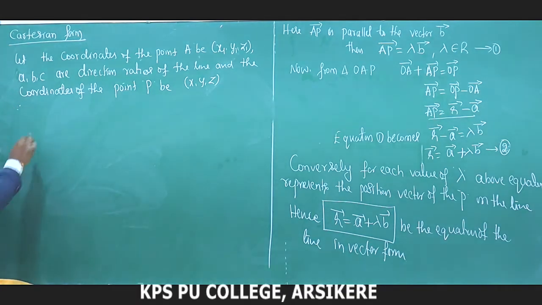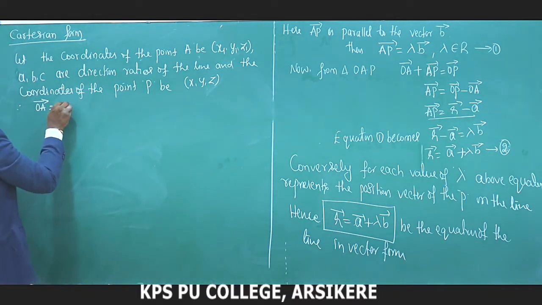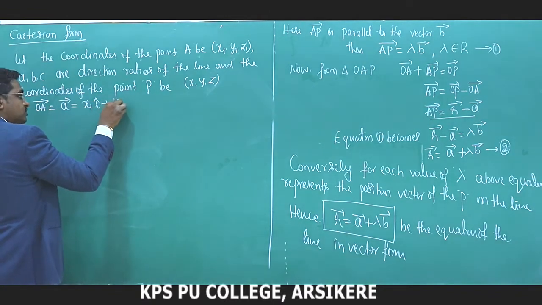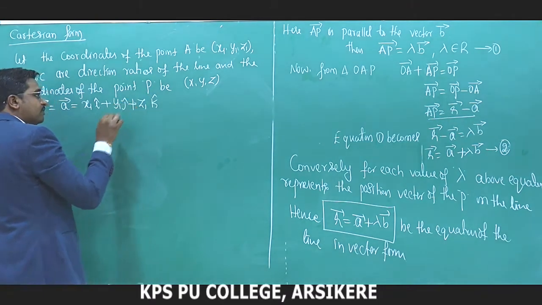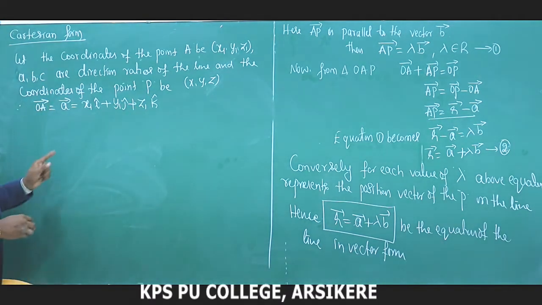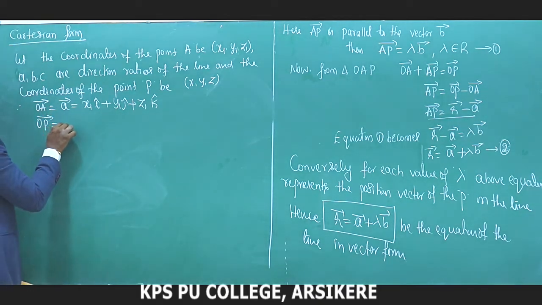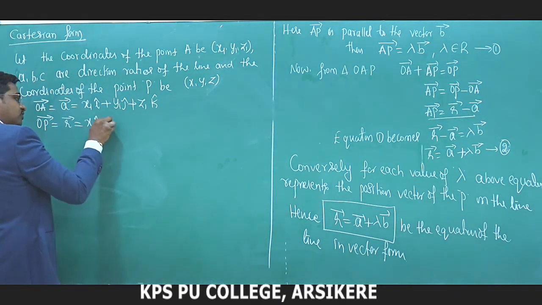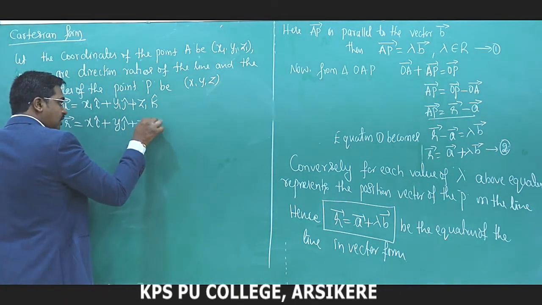Therefore, the position vector of the point A becomes vector OA, which is vector A, equal to x1 into i cap plus y1 into j cap plus z1 into k cap. This is the position vector of the point A. Similarly, vector OP is vector R, so the corresponding position vector is x into i cap plus y into j cap plus z into k cap.